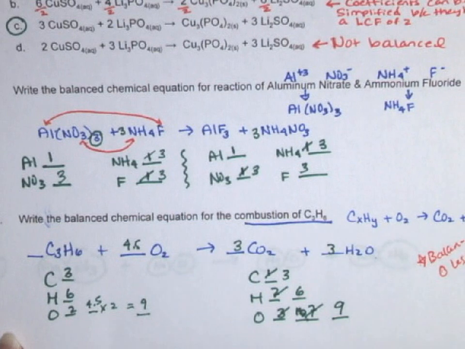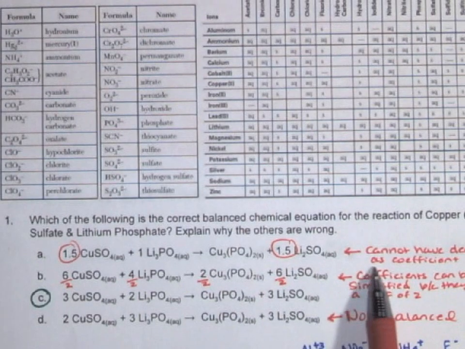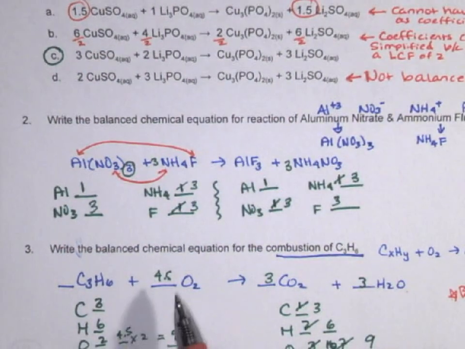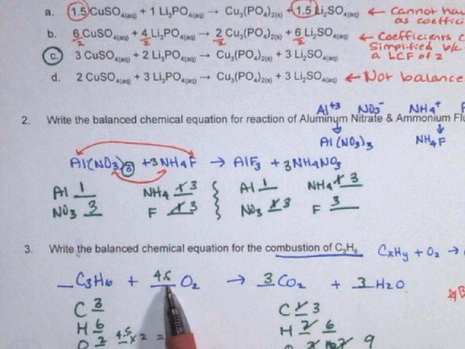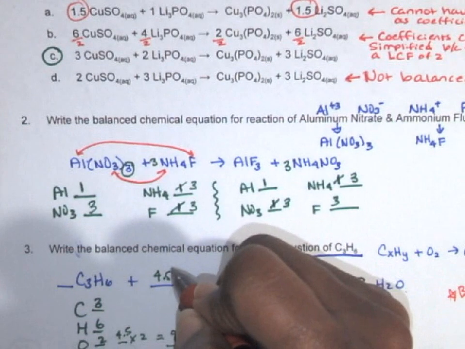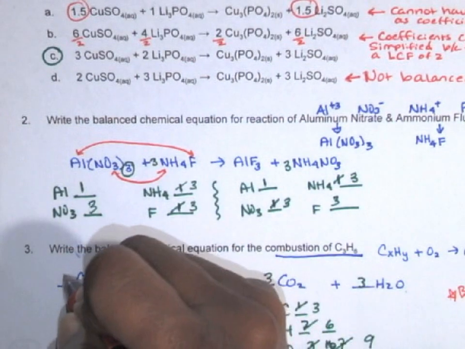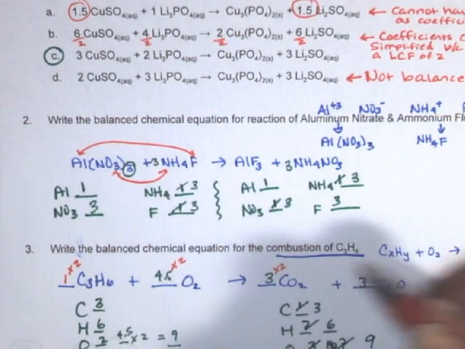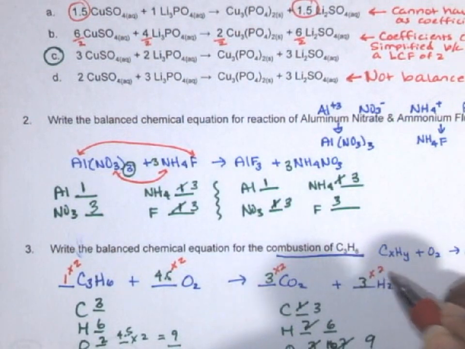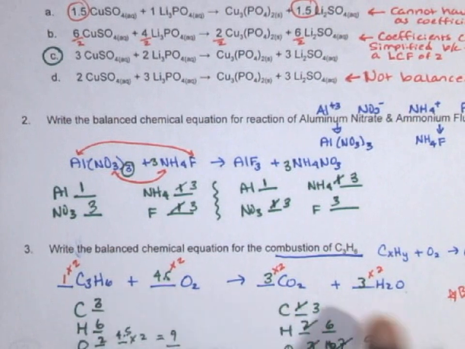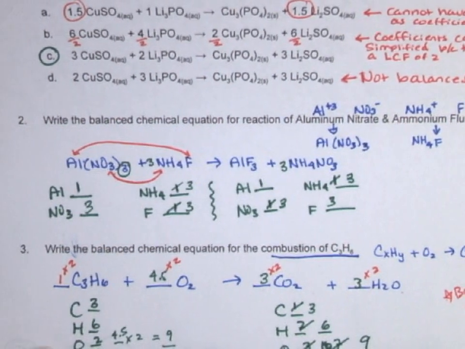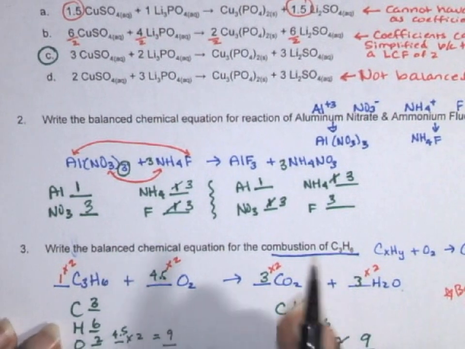But remember, we cannot have a decimal. So what we've got to do is go back and multiply all the coefficients. Since this decimal is a 0.5, I'm going to multiply all the coefficients by 2, including that invisible 1 over there. Just like in math, whatever you do to one side, you have to do to both sides. So all these coefficients are going to get multiplied by 2. And when I do that, I get a balanced chemical equation that looks like this.